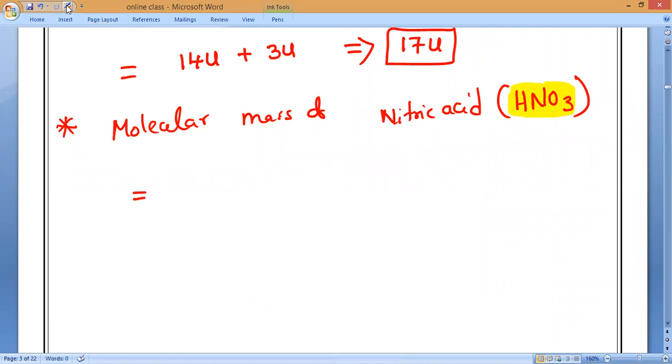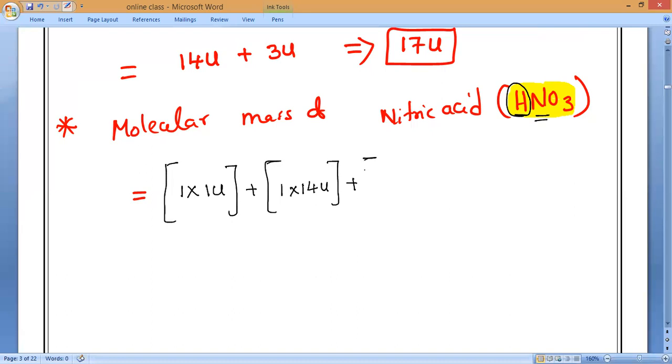Which is equal to the molecular mass of nitric acid. First, the number of atoms of the first element. What is the first element here? Hydrogen, 1 into... What is the atomic mass of hydrogen? 1, 1 u, plus next. What is the second element? Nitrogen. How many are present? 1. And what is the atomic mass? 14 u.